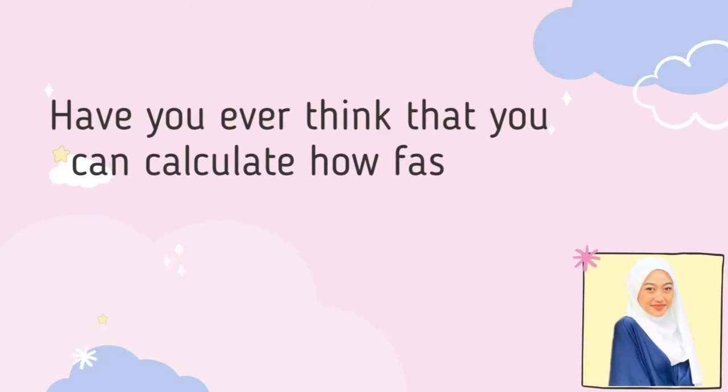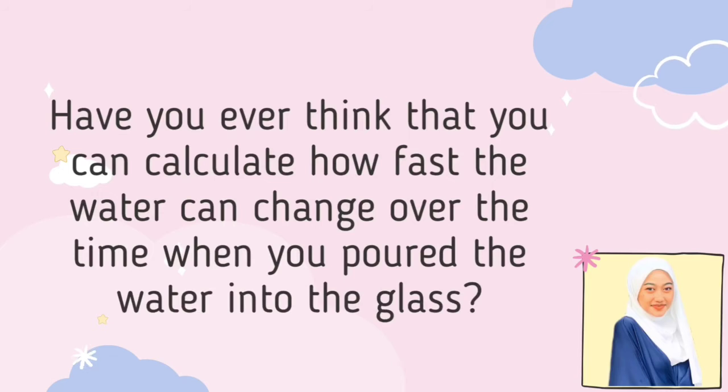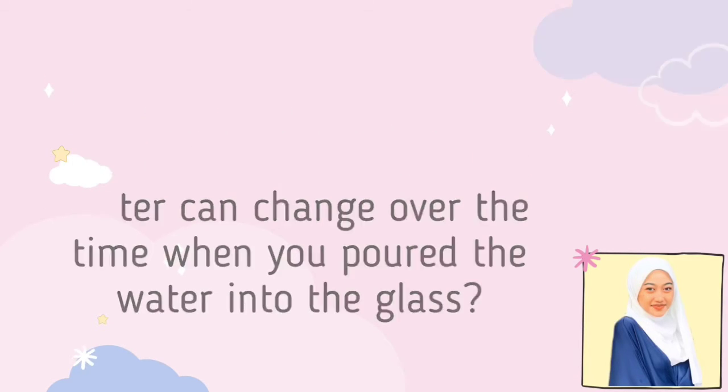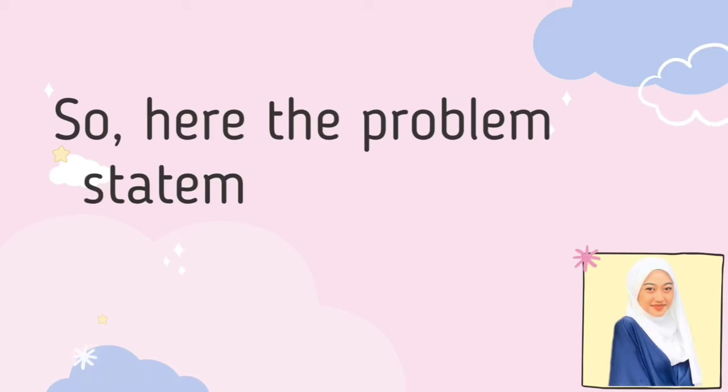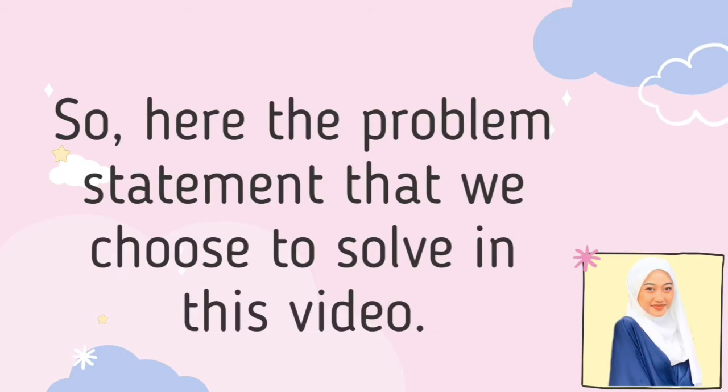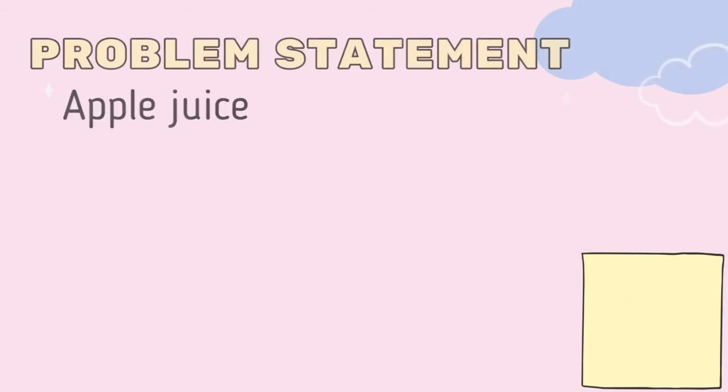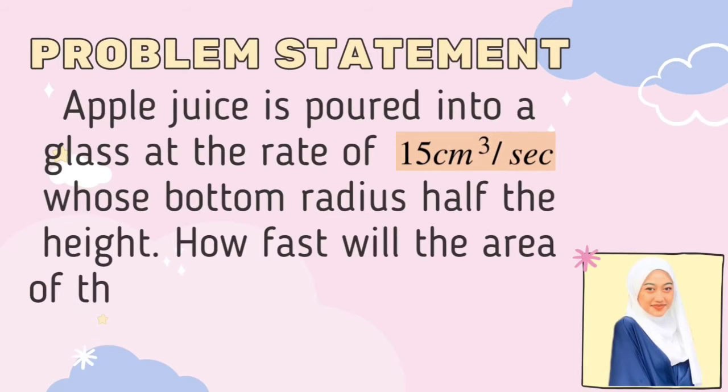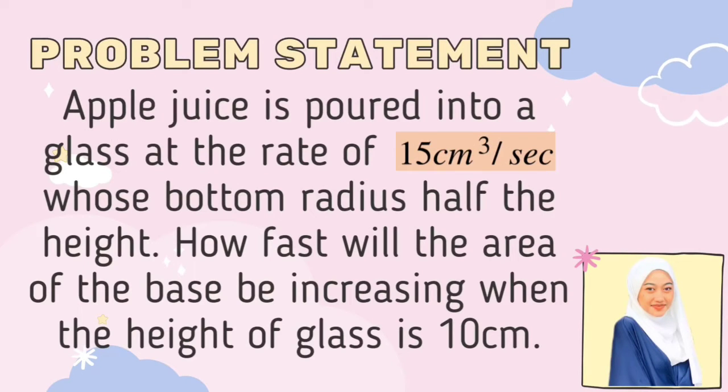Have you ever thought that you can calculate how fast the water level changes over time when you pour water into a glass? So here is the problem statement that we chose to solve in this video. Apple juice is poured into a glass at the rate of 15 cm cubed per second, whose bottom radius is half the height. How fast will the area of the base be increasing when the height of the glass is 10 cm?